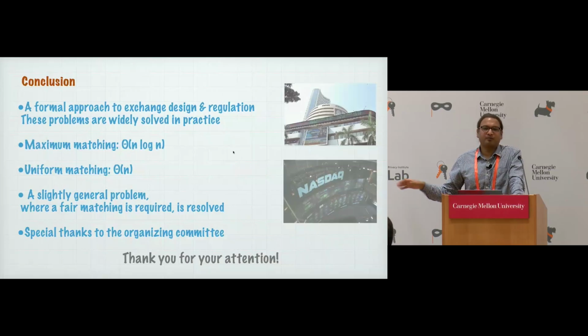Although our work is not practically relevant because n log n is fast enough and sorting algorithms are very fast, still it's good to know that theoretically it can be done in linear time. For maximum matching, you cannot do it in n log n time. And actually, in our paper, we handle a slightly more general problem where there is a notion of fairness. Not just finding a maximum volume subject to uniform price, but maximum fair matching subject to uniform price. That also can be solved by the same ideas.